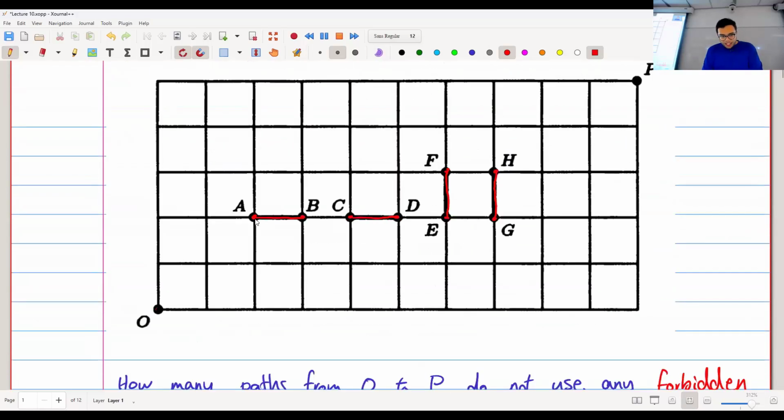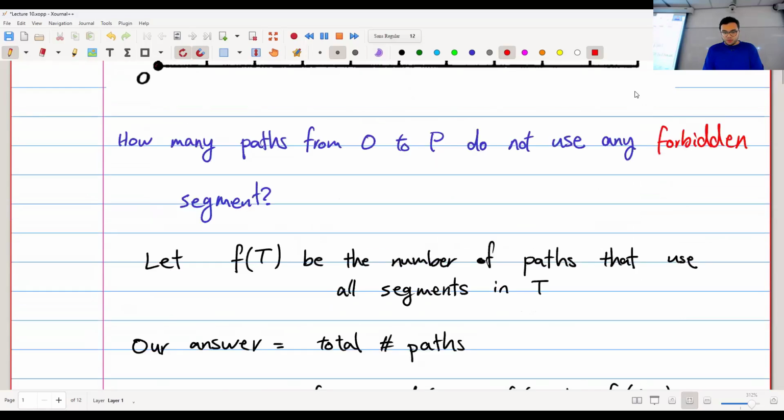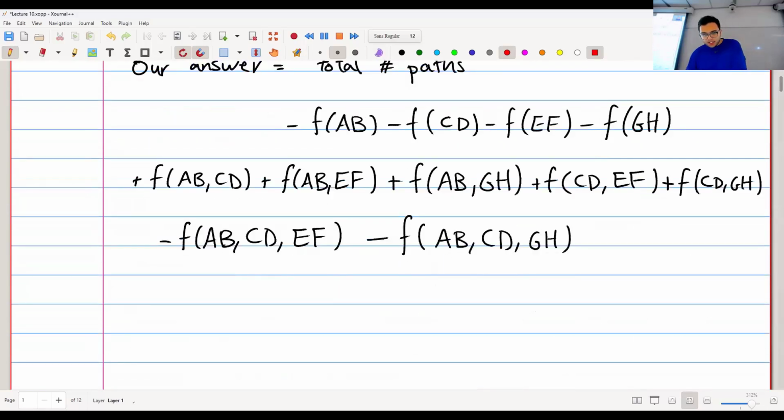But then I want to do AB and GH. So when I'm at A, I have to go all the way right to G. There is only one way to do that. And then from G, I have to go to P. How many ways do I have for that? 6 choose 3. So the total number is 4 choose 2 times 6 choose 3.